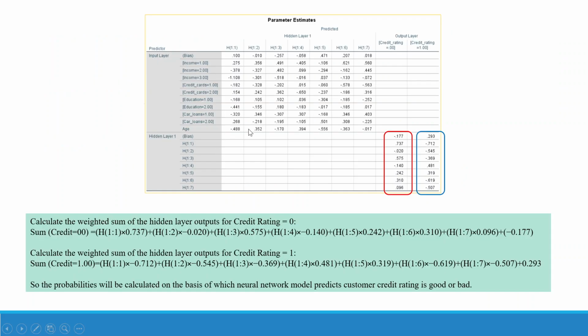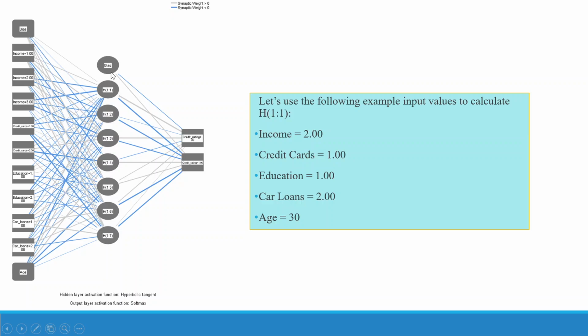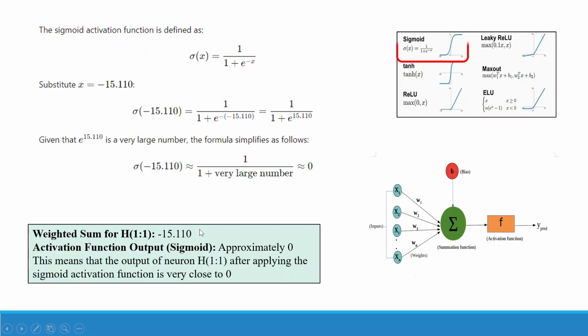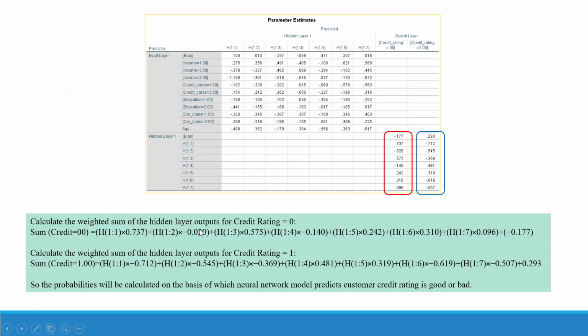Okay. The next is the hidden layer 1. This was the input layer, hidden layer 1. Now the outputs of this will go into the output layer. Let's understand this also. Whatever values we get for H1:1 to H1:7 will be propagated into the output. So credit rating 0, that's bad. Credit rating 1, that's good. So these are the weights for each node.